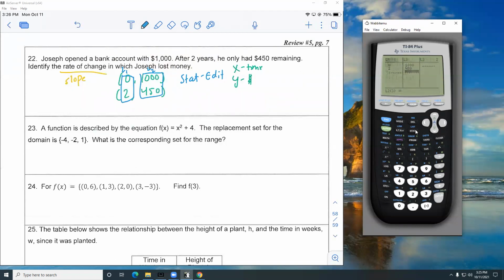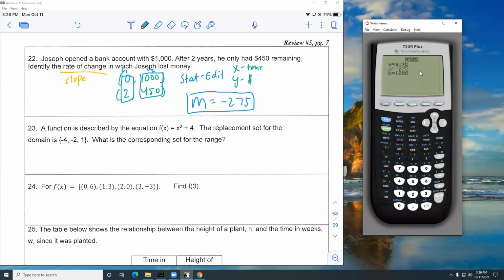I press stat again, go over to calc, and I want number 4 for a linear. What I want is my slope, my rate of change. That is my A value right there. So my slope, M, is -275. So he is spending $275 every single year.